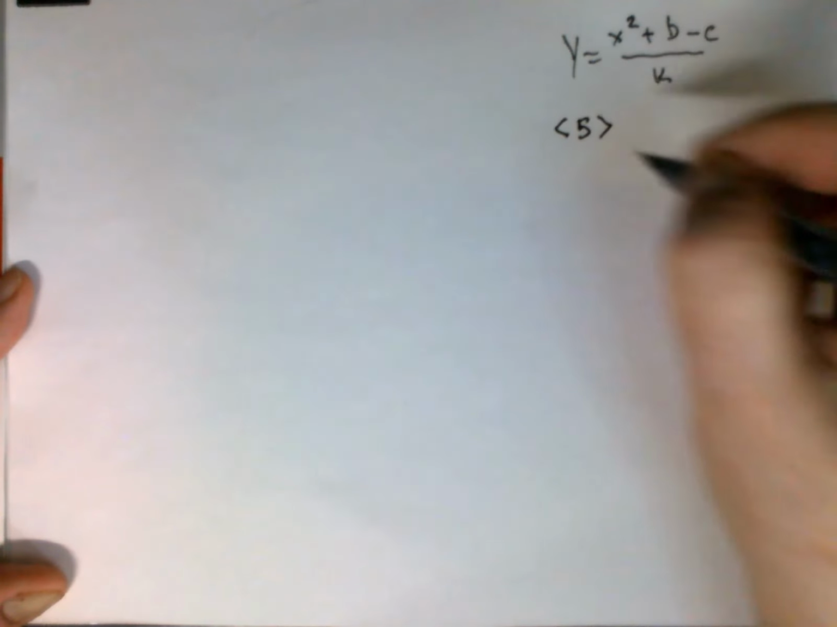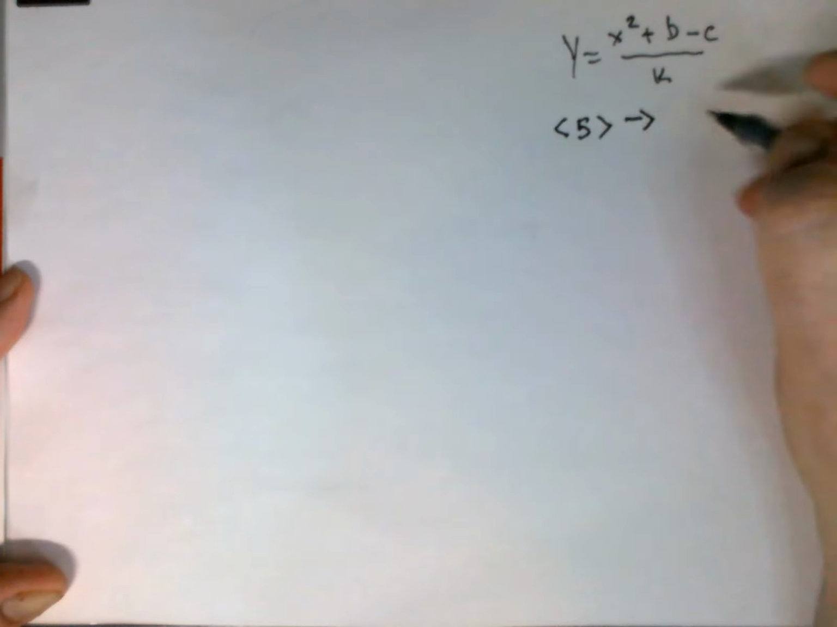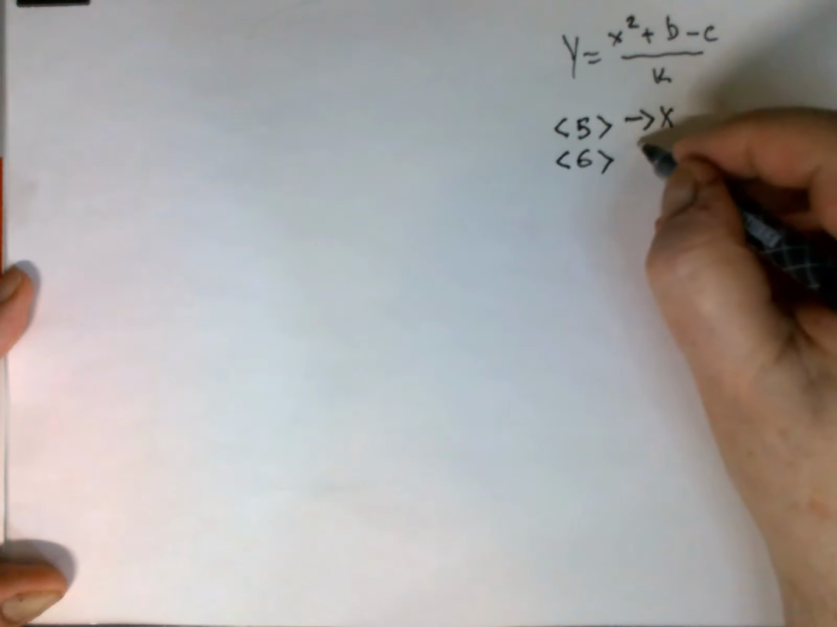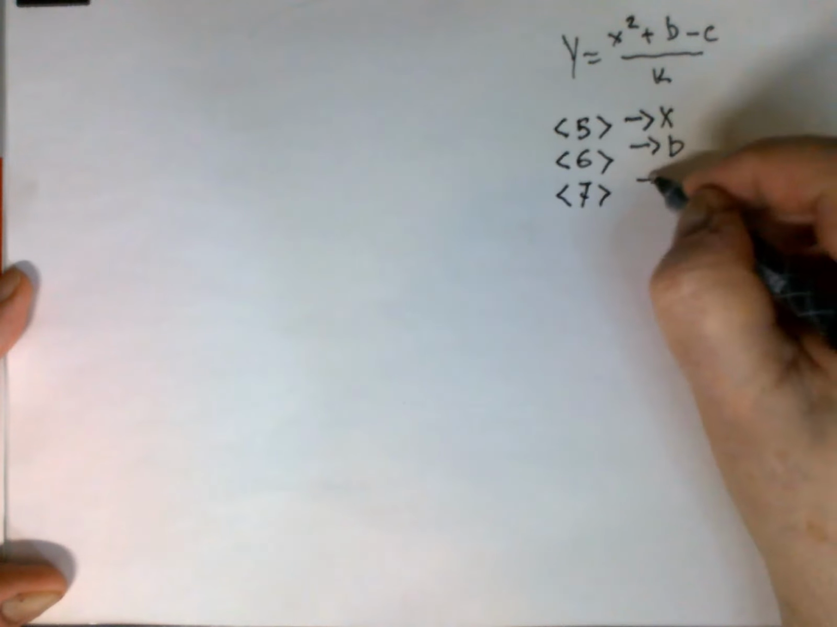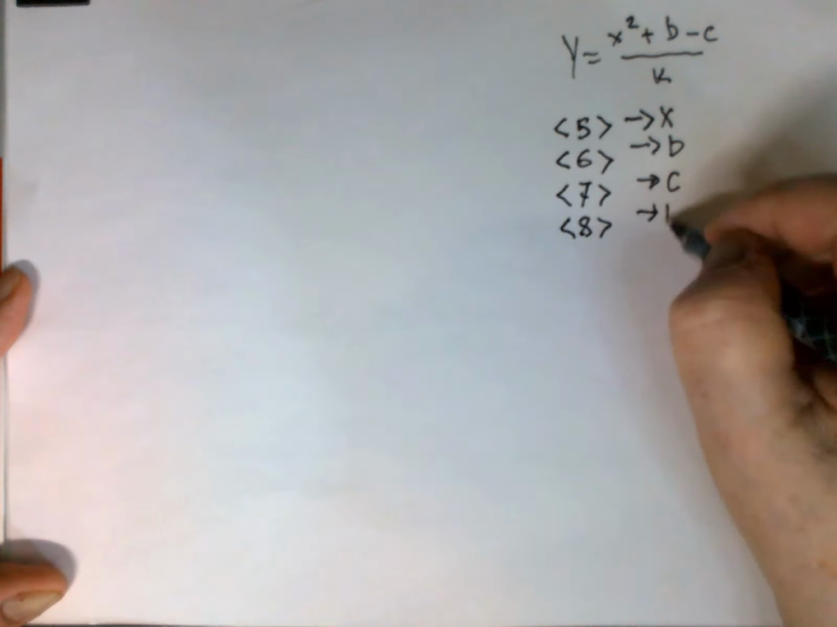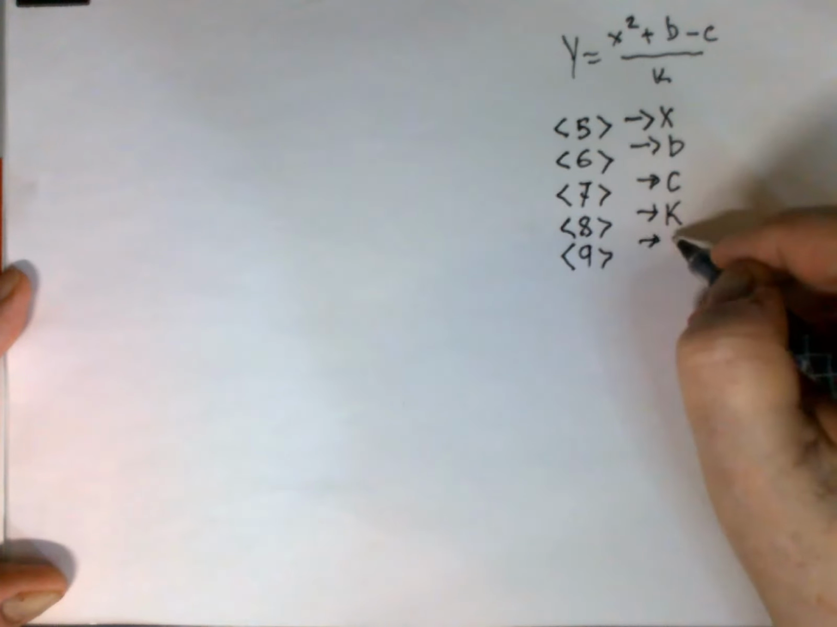I'll put it in a bracket, meaning this is a cell address, and that will be reserved for X. Cell number 6 will be reserved for B. Cell number 7 will be reserved for C. Cell number 8 will be reserved for K. And cell number 9 I will reserve for Y.